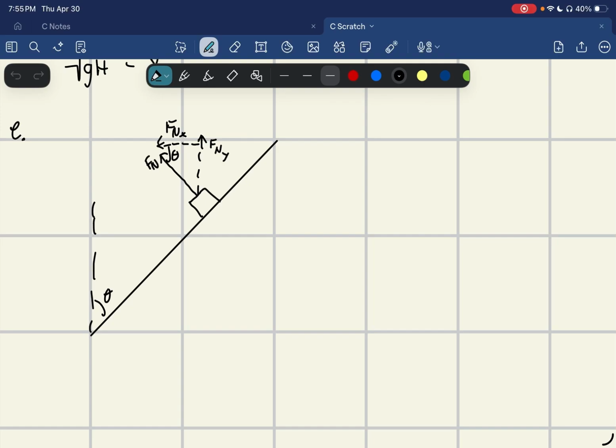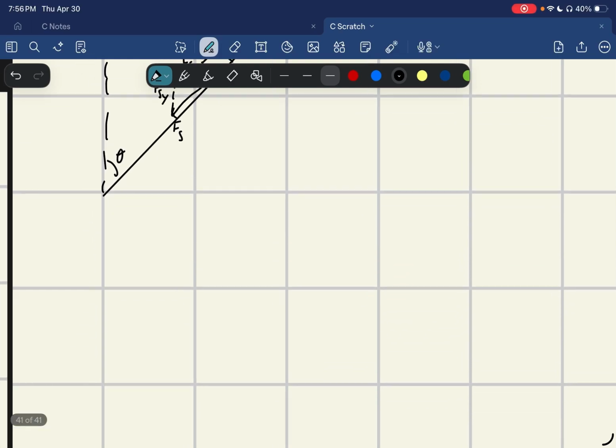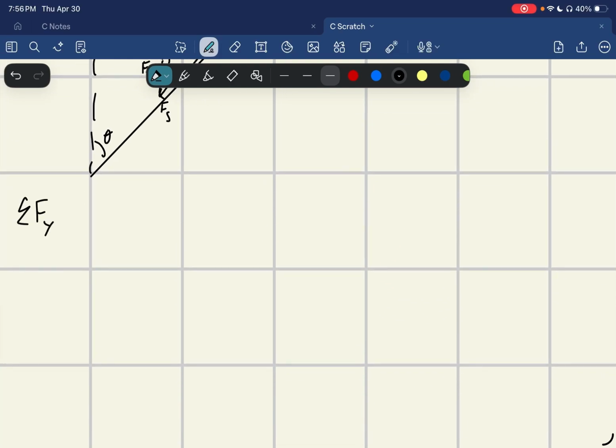So for v max, friction is pointing downwards to keep the car from flying off into a tangent. So that's static friction. This is fsy, and this is fsx, and the angle would be here. The net force in the y direction is still 0, but now it's equal to fny minus fsy minus mg, which equals 0.